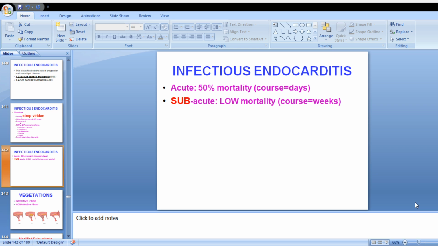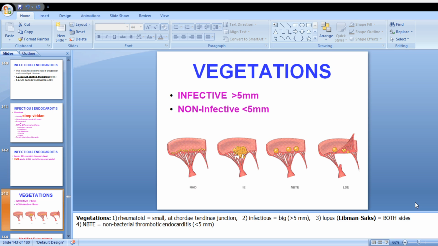The acute one is very severe and there is a 50% mortality rate. The course of disease is in days, while subacute is with low mortality and the course of disease is in weeks. Ultimately, it presents as vegetation on the walls, which can be classified as infective and non-infective. Infective has lesion size more than 5 mm, while non-infective causes have smaller size of vegetation.